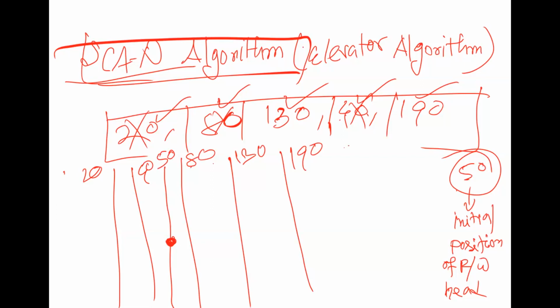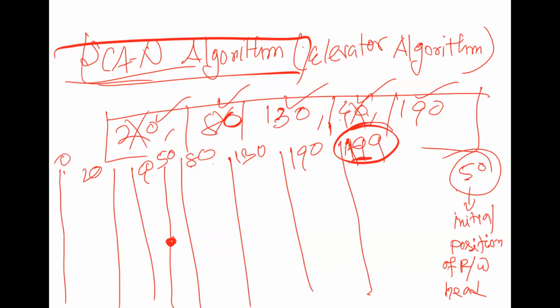Let's say you have a total of 200 tracks, so 199 will be here, and 0 will be at the other end. So this is the last boundary. If the total number of tracks for a particular operator is 200, the upper boundary is 200 and the lower boundary is 0. Okay, 0 till 199 tracks in total.